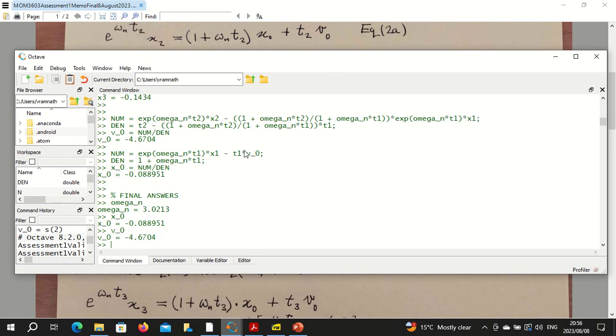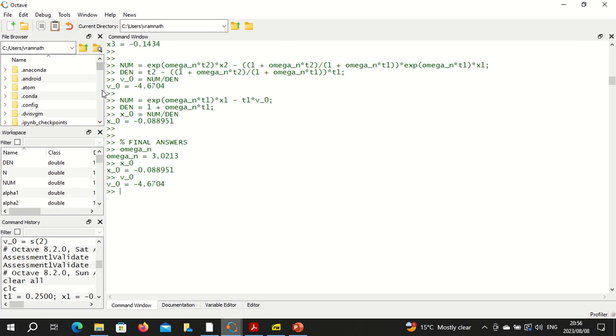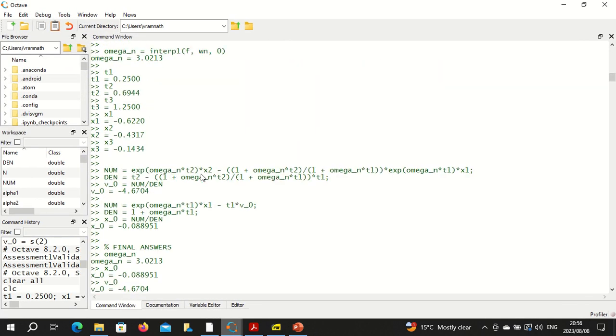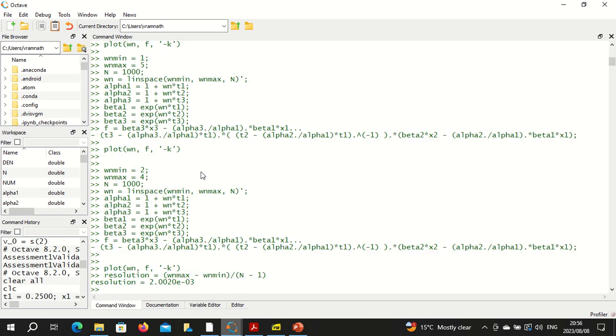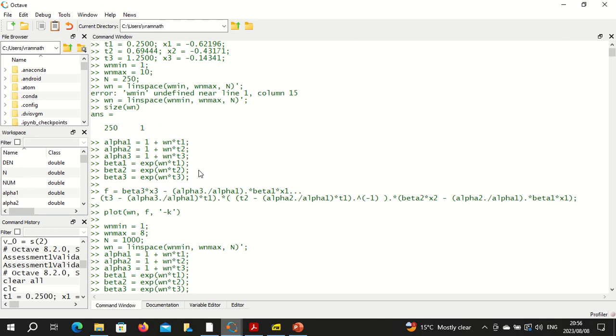So the key point is that GNU Octave has vector functions, so you can do vector operations with the dot operator.